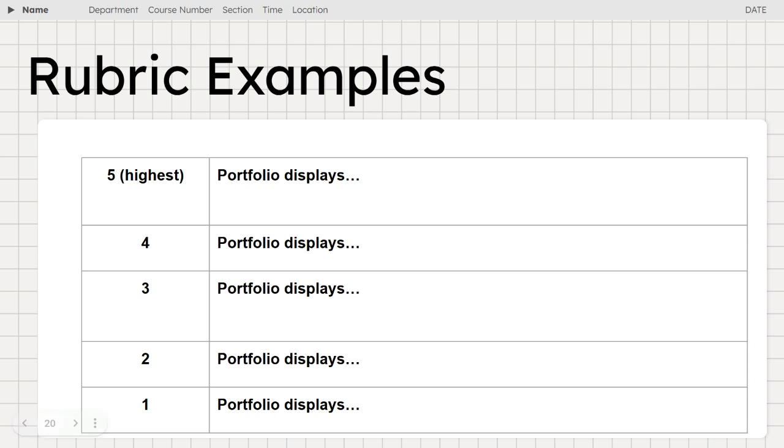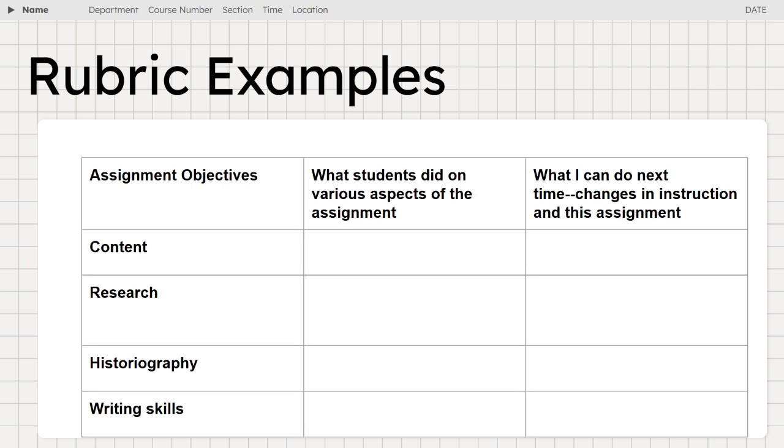In this one, we've got a 1 through 5, 5 being the highest, talking about what, in this case, this portfolio displays. So we would have a brief description for what each level of proficiency is demonstrating. Or this one, which I really like and would like to start incorporating into my own course, which is assignment objectives. We've got what students did on various aspects of the assignment and what I can do as the instructor next time, changes in instruction and this assignment. And we have sections for content, research, historiography, and writing skills. So what students did well on, what aspects of the assignment they worked on, and then what can I do next time, which would be a really cool, interactive rubric to work on with students. And the complete version that is available in the textbook has checked boxes.